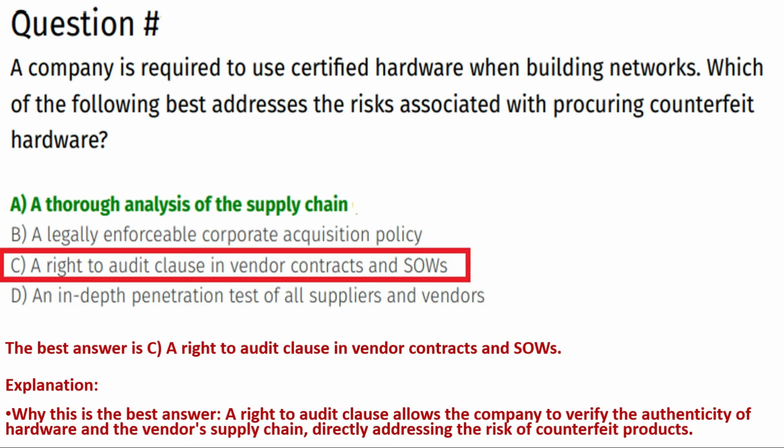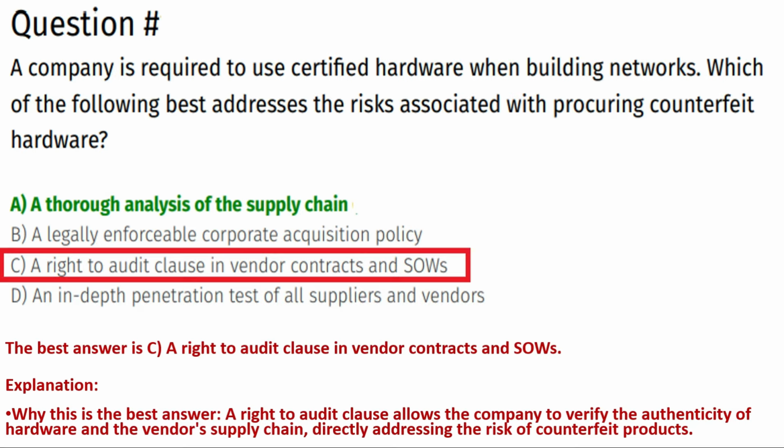The next question is, a company is required to use certified hardware when building networks. So which of the following best addresses the risk associated with procuring counterfeit hardware? Option A, a thorough analysis of the supply chain. Option B, a legally enforceable corporate acquisition policy. Option C, a right to audit clause in vendor contracts and statements of work. Option D, an in-depth penetration test of all suppliers and vendors. And the correct answer for this question is option C, a right to audit clause in vendor contracts and SOWs.